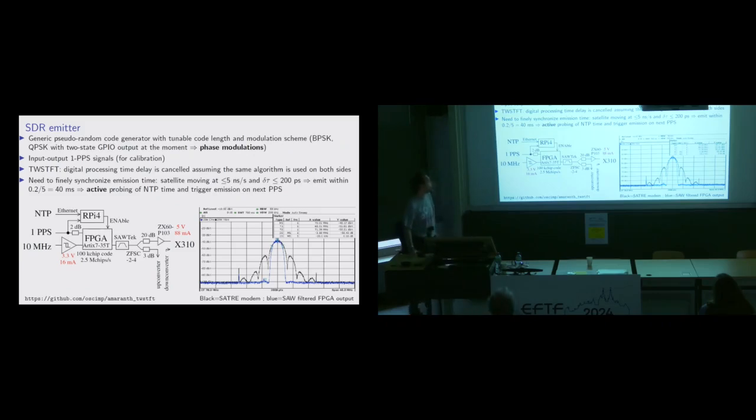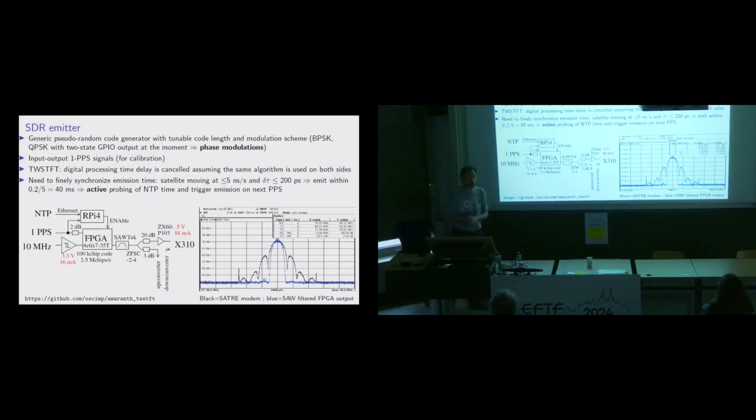So the condition is, if the satellite is moving at 5 nanoseconds per second and you want to measure time differences with sub 200 picoseconds, which is the objective I was given, it means that your two outputs, or your two transmitters, must start broadcasting within the same 40 milliseconds. Otherwise, you will not cancel efficiently the satellite motion.